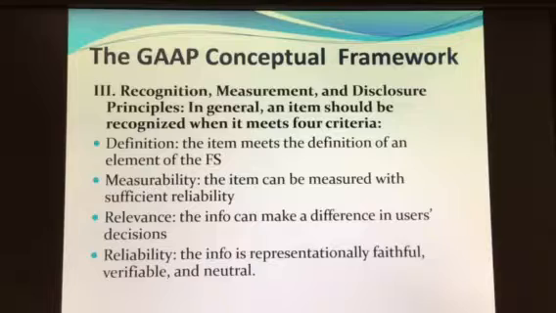There's a measurability criterion: the item can be measured with sufficient reliability that the information is going to be recognized. It has to have relevance, that is, it's useful in decision making, and it has the quality of reliability. The information is representationally faithful, verifiable, and neutral.